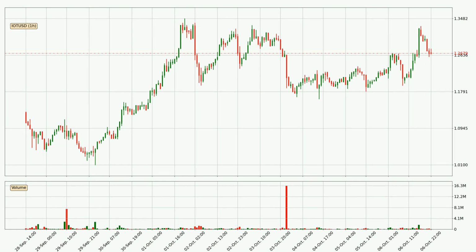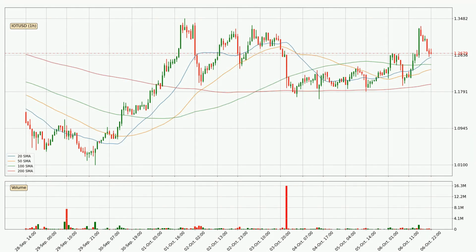Looking at the IOTA hourly time frame, the price moved quickly to the upside with around 4.1% in the last 24 hours, with a current price of 1.27. However, the volume wasn't especially high, so this move wasn't very strong.